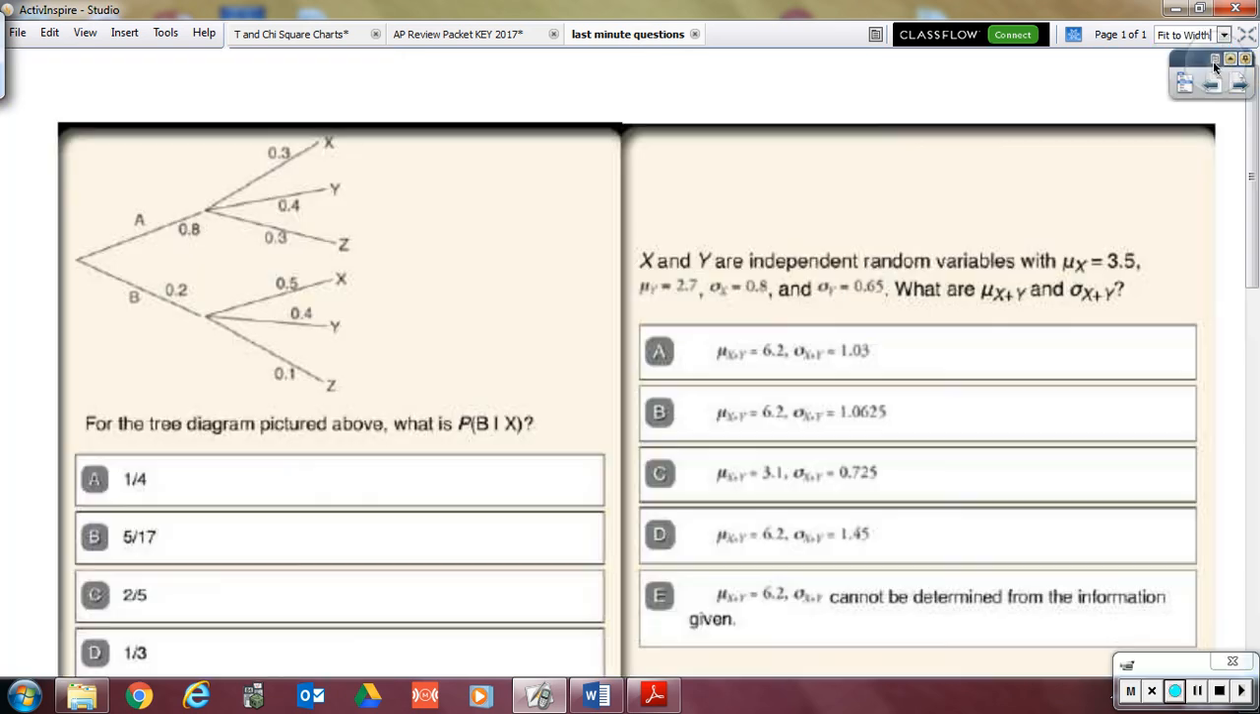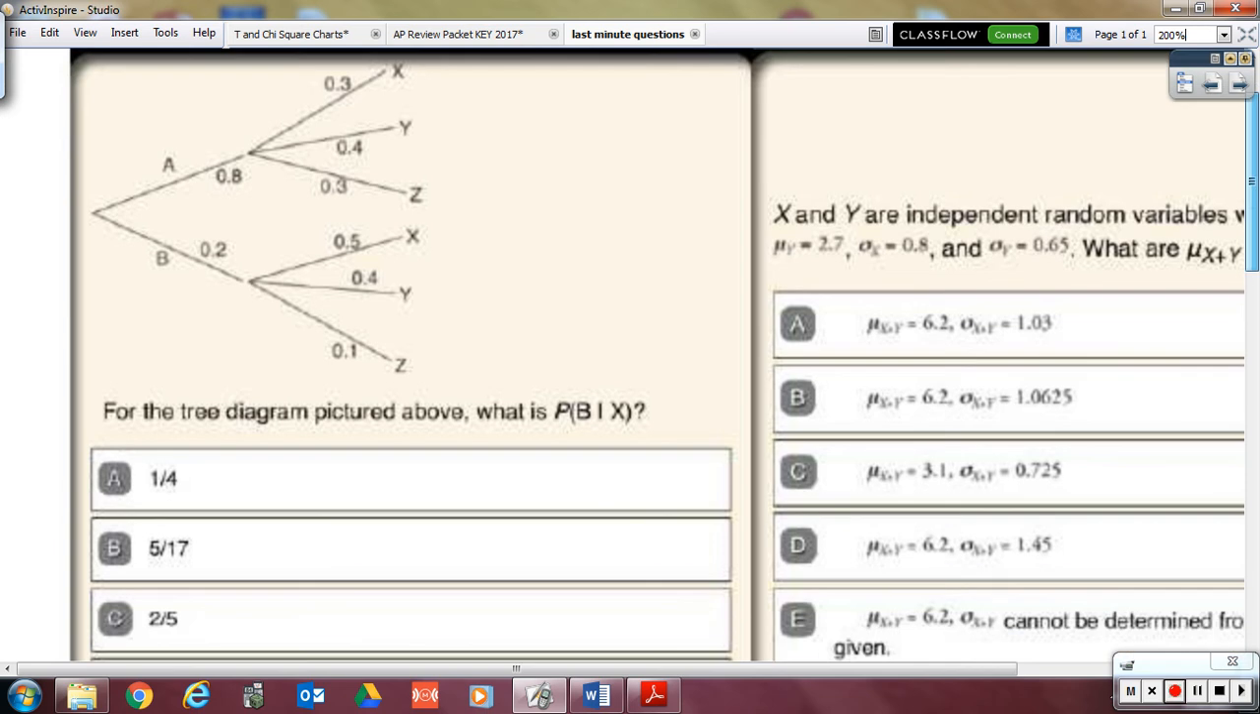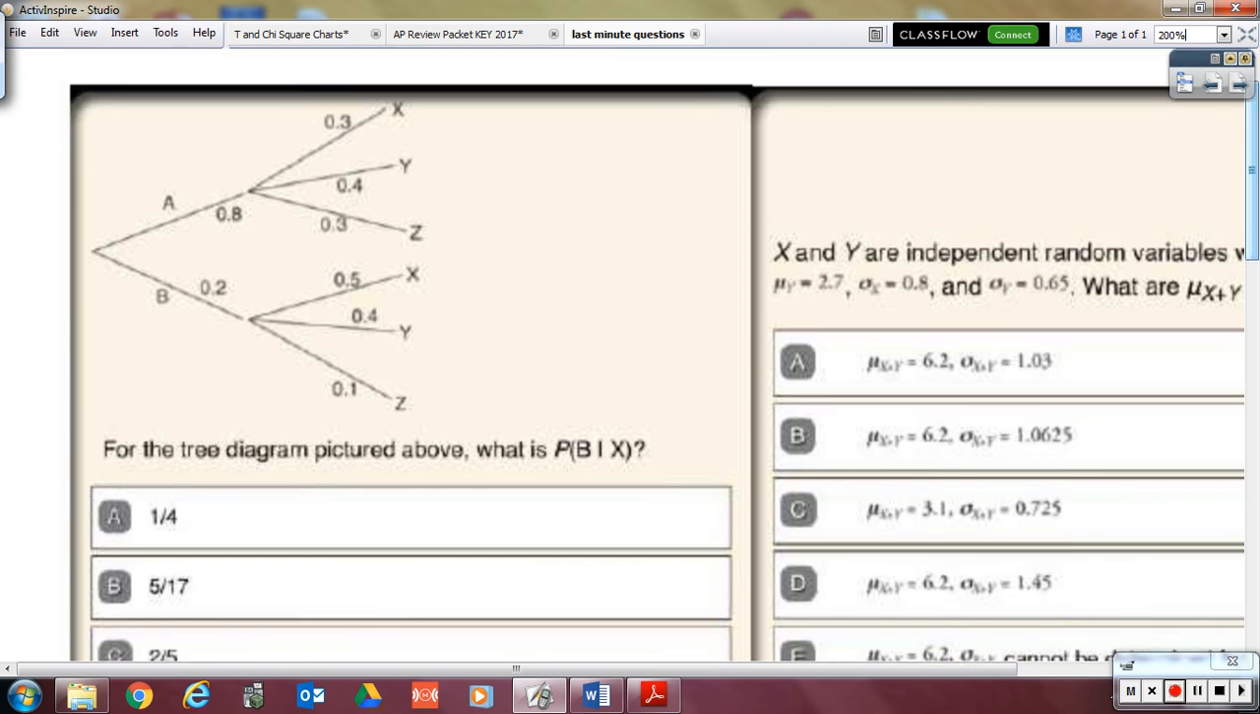All right, so first one that I wanted to show you, let's do this bigger here. Okay, let's take a look at this problem over here with the tree diagram. It may be hard to see those numbers, but basically we have A is 0.8, and then you branch off into X, Y, and Z probabilities. B is the 0.2, and then you branch off into X, Y, and Z. So the question is this: probability of B given that X has occurred.